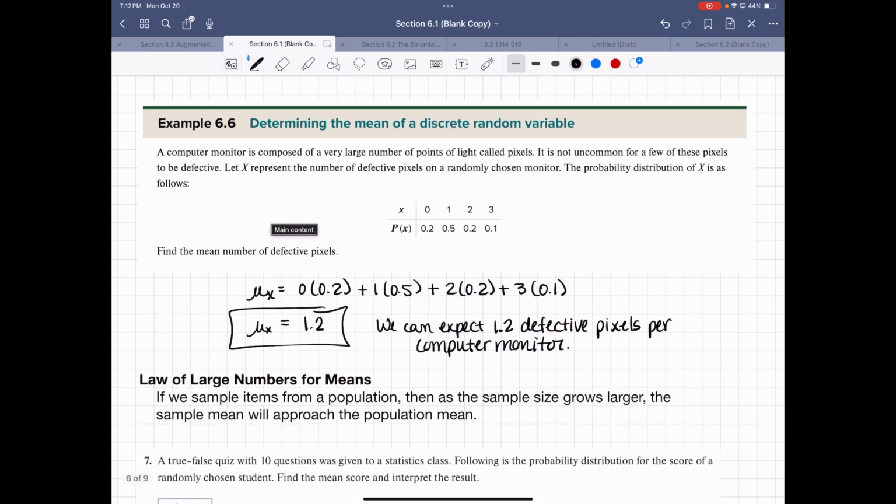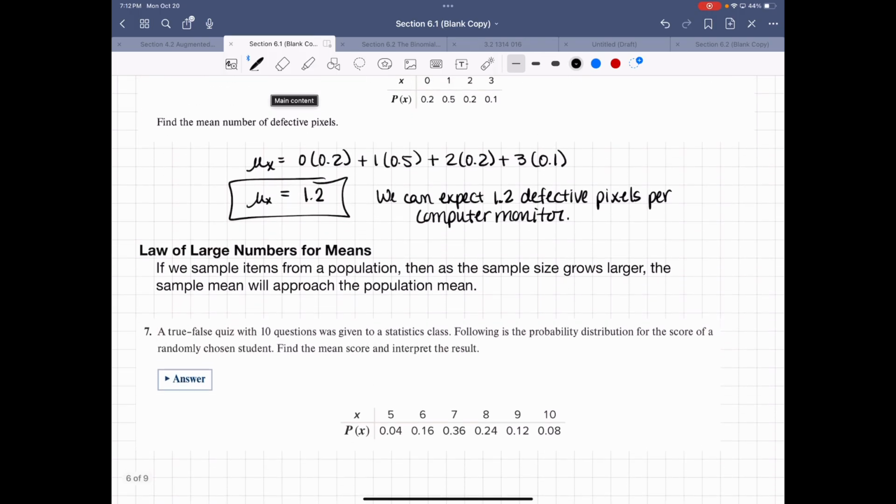Law of large numbers for means. If we sample items from a population, then as the sample size grows larger, the sample mean will approach the population mean. We've talked about that before, about having a large enough sample size, and as the sample size gets bigger and bigger, then it approaches the population, okay?